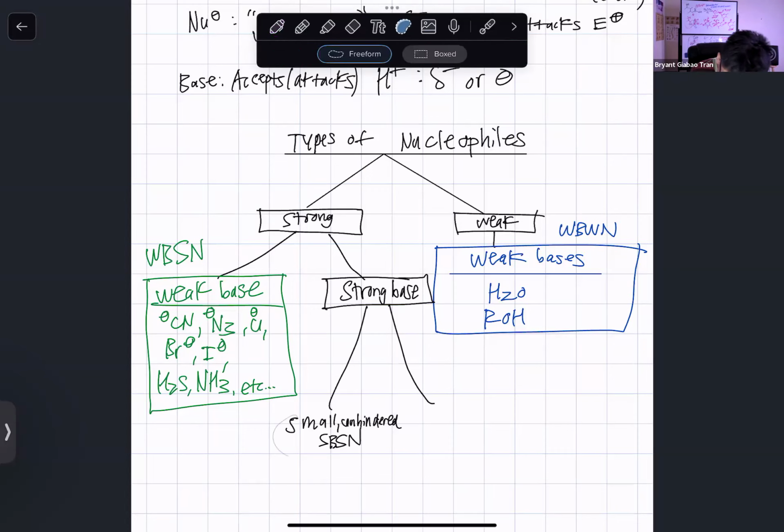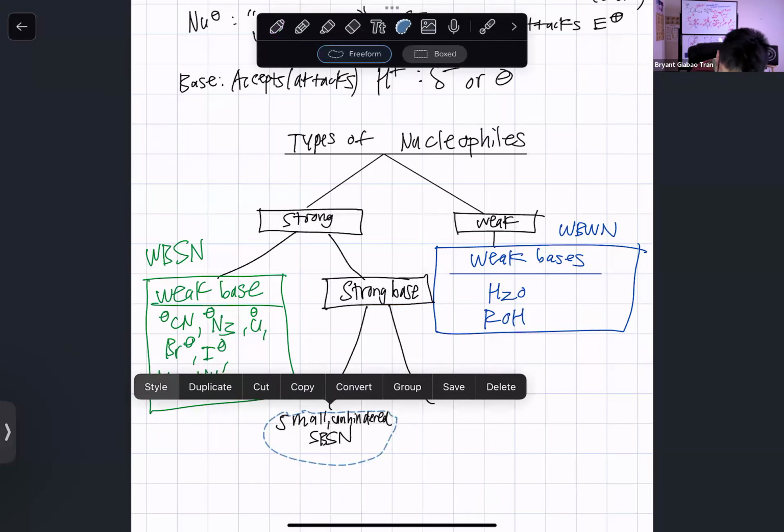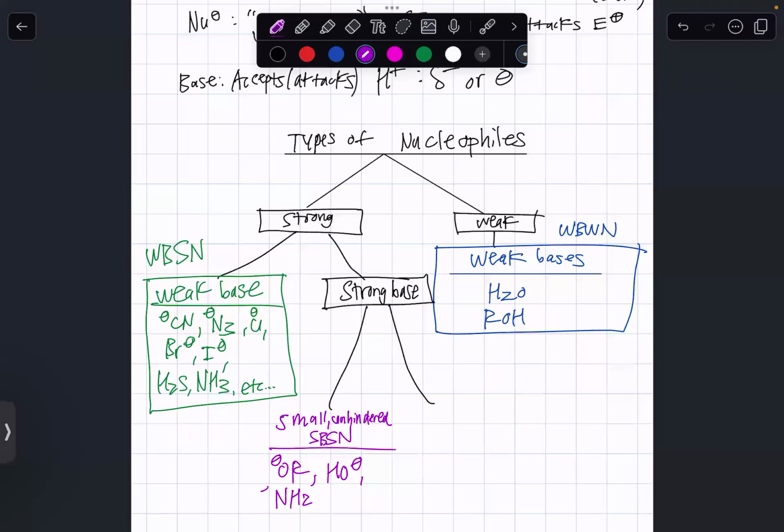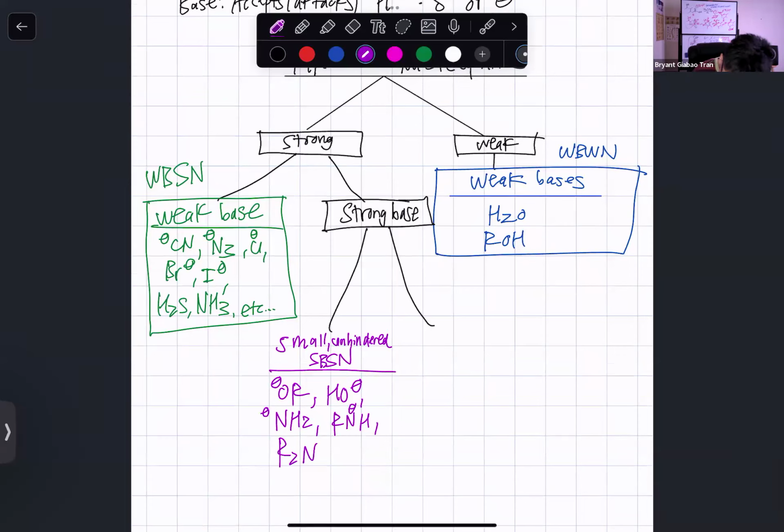Right. These ones here, the way that I like to remember this is any atom, like any oxygen that's negative charge, so OR minus, HO minus, and any nitrogen that's also negative charge. So it could be NH2 minus, RNH minus, or even R2N minus, right? So the best way to remember the small unhindered strong base, strong nucleophile is that if you see a negative charge on an oxygen or a nitrogen, then that's a strong base, strong nucleophile, or SBSN.